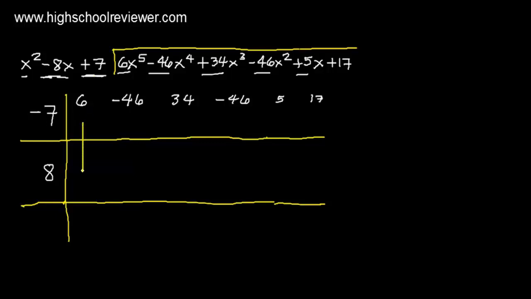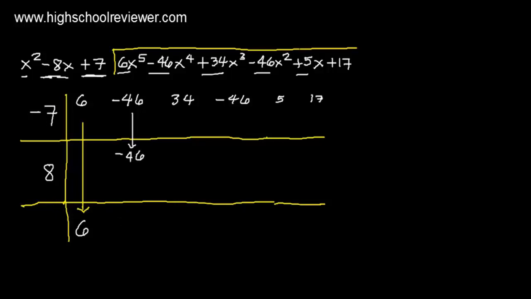Bring down positive 6 up to the bottom. After bringing it down, write positive 6 here. This will be our first term for the quotient. And then this will be followed by negative 46. Bring down negative 46, but only up to this level. Write negative 46 here. And then we are going to multiply.